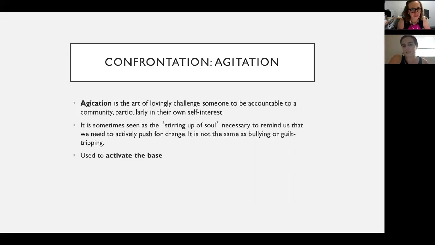But the broader sense is agitation is the art of lovingly challenging someone to be accountable to a community, particularly in their own self-interest. It's sometimes seen as the stirring up of soul necessary to remind us that we need to actively push for change.